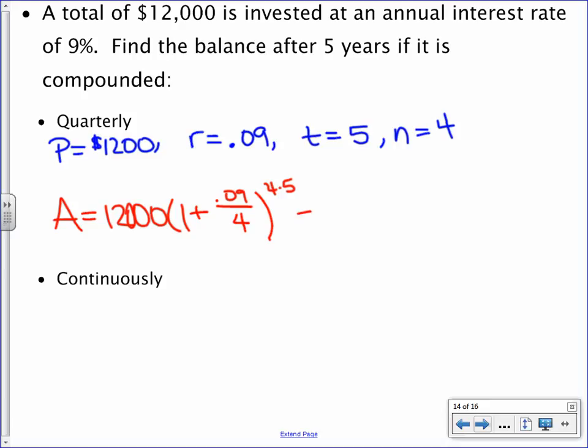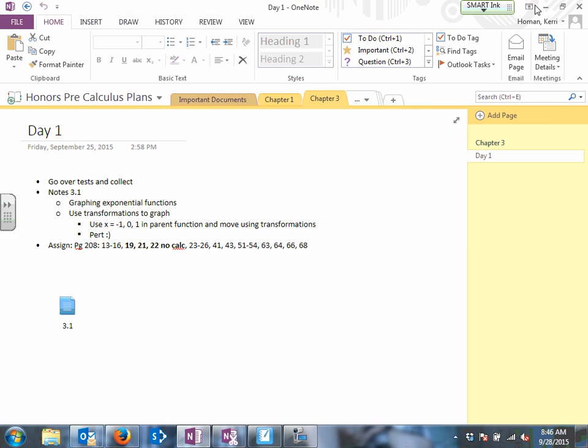So what would our amount be after 5 years? It shouldn't be much more than 12,000, right? Okay, let's try again. You know what we're going to do? Let's all put it into our calculator together.